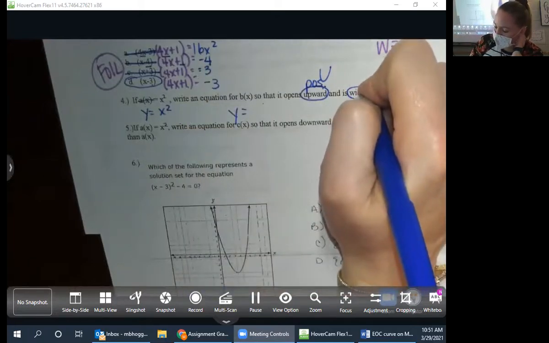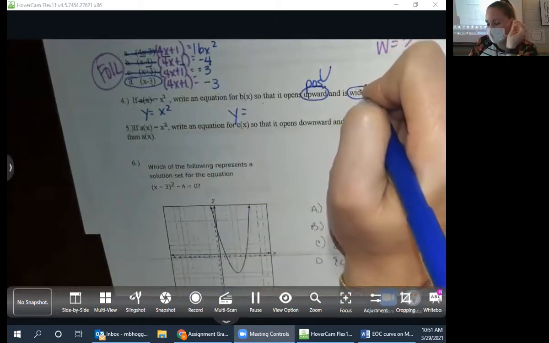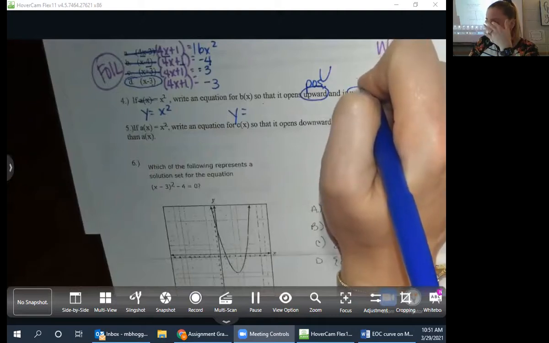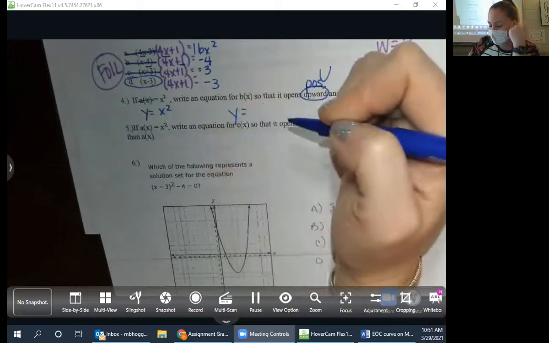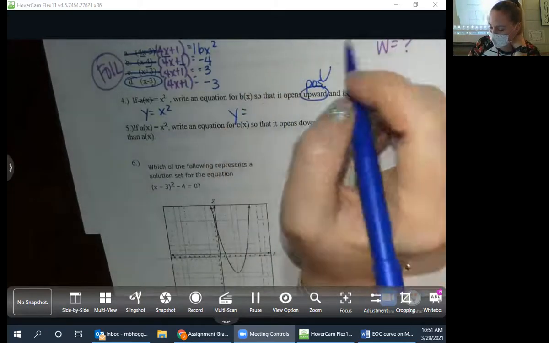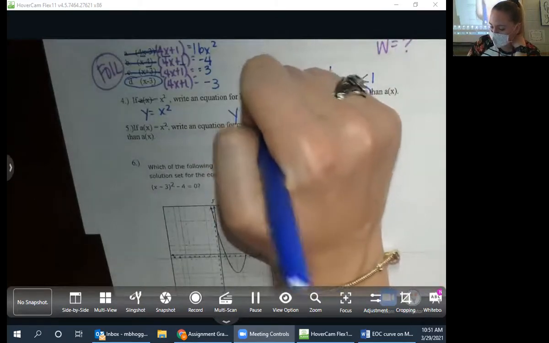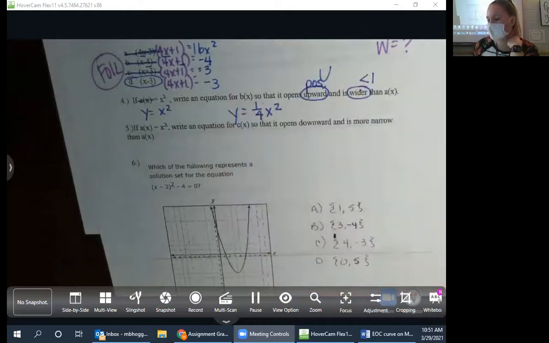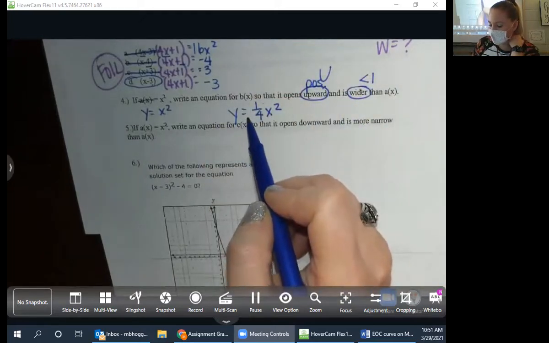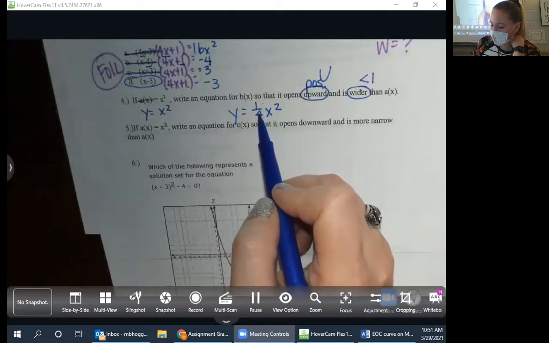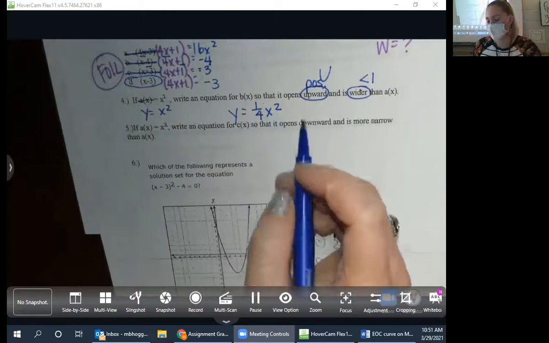And when something is wider, remember, fractions fatten. Wider means that it has to be less than 1 in front of that x squared. So somebody give me a fraction. I don't care which fraction. 1/4 x squared. That would be an example of an equation that would be wider and opening up because it's positive.